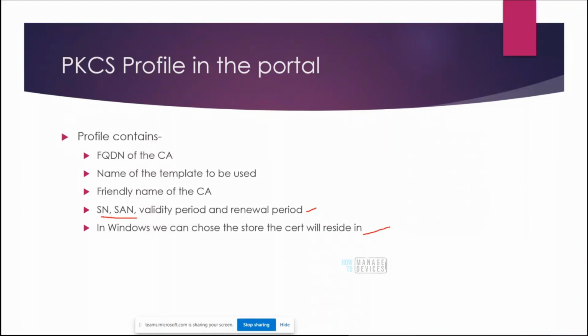So when you are opening up the MMC on a Windows 10 device, you have the personal container as well as the system container, right? And inside of that you have different containers. So in the profile itself, you can determine in which store you want to place that certificate. Okay, these are all the attributes that you will be defining when you are making a PKCS profile.